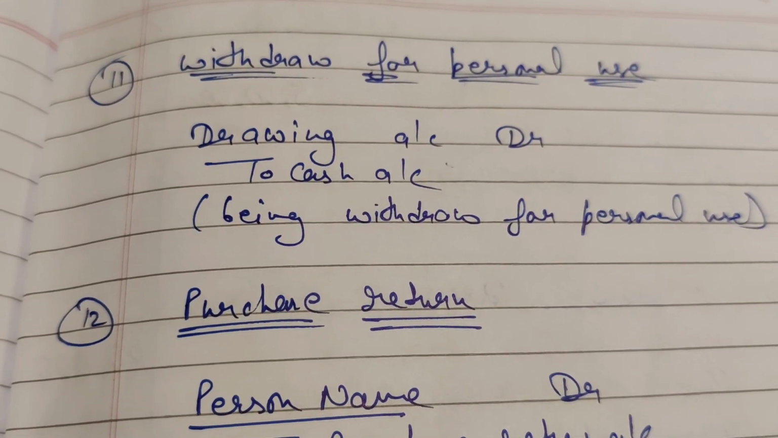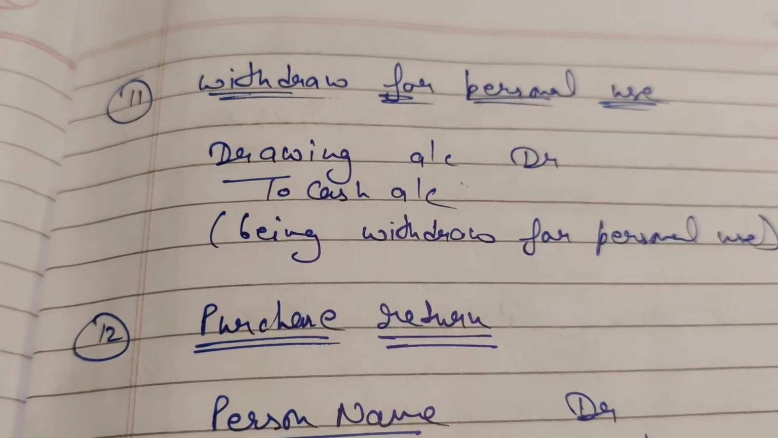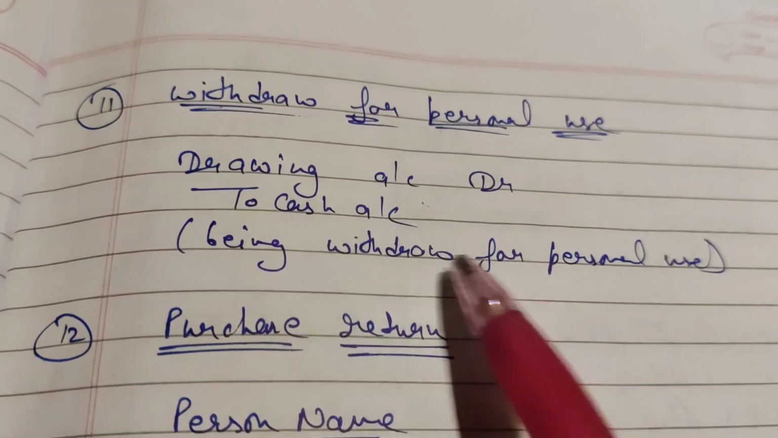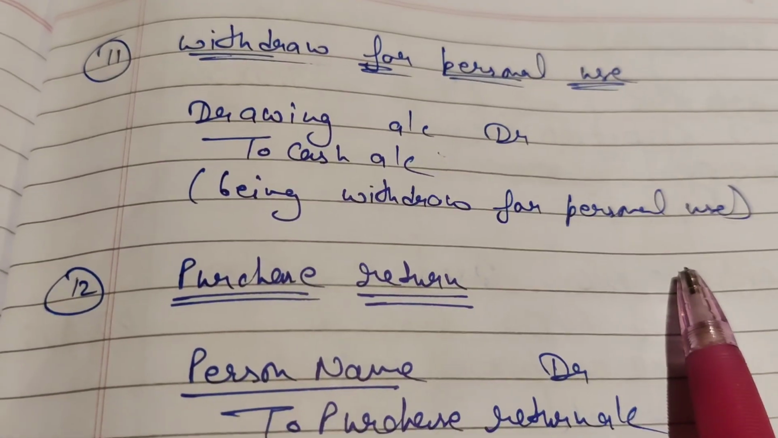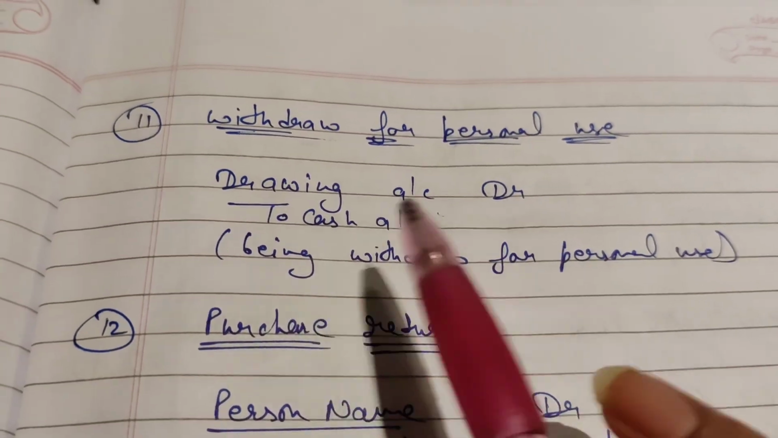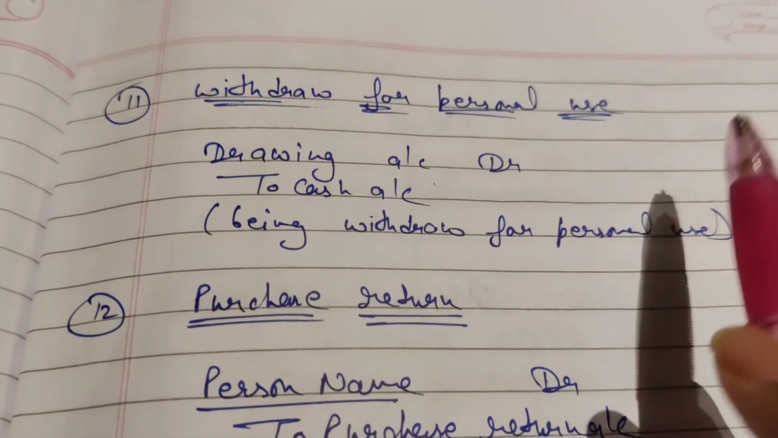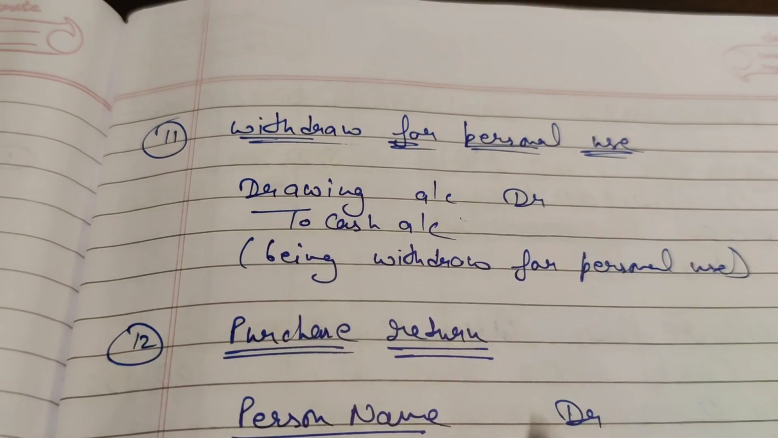Now comes withdrawal for personal use. If you are withdrawing money for any kind of personal thing, then you have to write drawing account debit to cash account, being withdrawn for personal use. Whatever reason you have, like for a wedding, you can mention being withdrawn for marriage purpose. But in most questions you will only have to mention personal use.